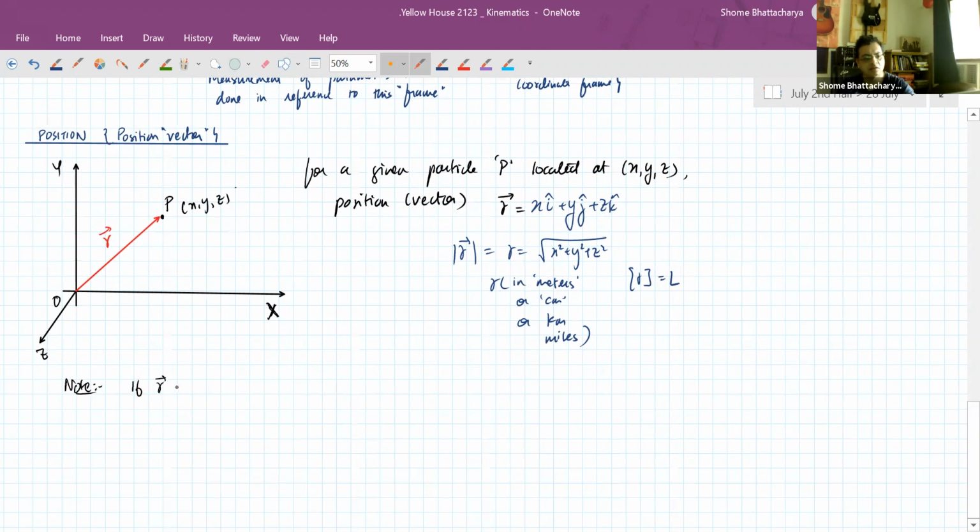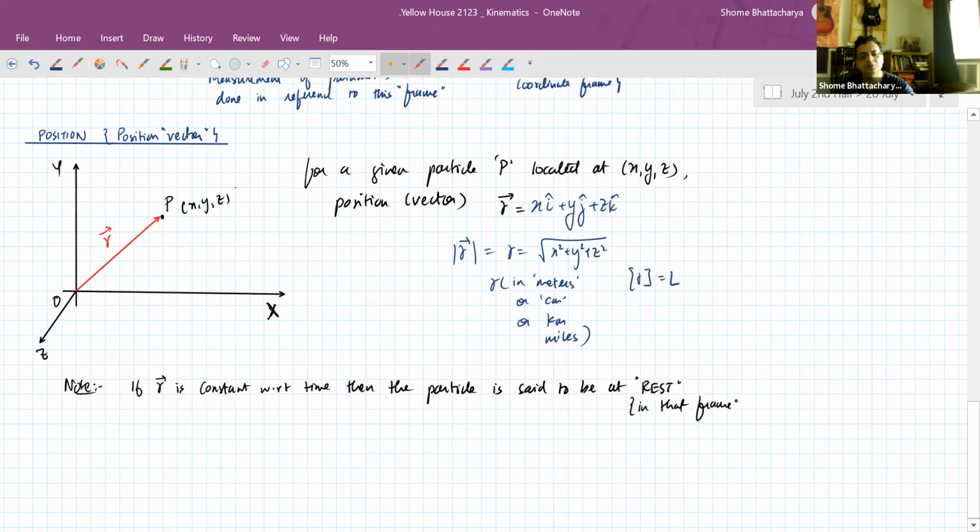If the vector r is constant with respect to time, then the particle is said to be at rest. Okay, but of course that rest is in that frame. In some other frame, it might be in motion.